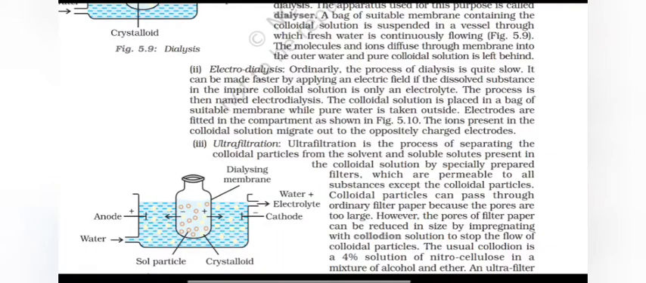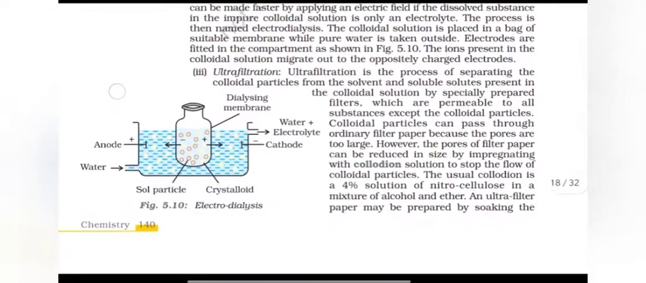Electrodialysis. Ordinarily, the process of dialysis is quite slow. It may be made faster by applying an electric field if the dissolved substance in the impure colloidal solution is only an electrolyte. The process is named electrodialysis. The colloidal solution is placed in a bag of suitable membrane while pure water is taken outside. Electrodes are fitted in the compartment. The ions present in the colloidal solution migrate out to the oppositely charged electrodes.